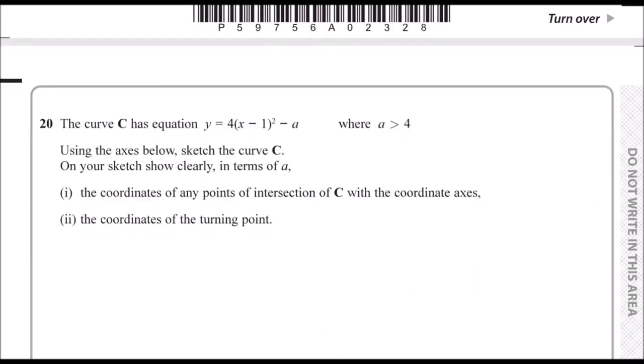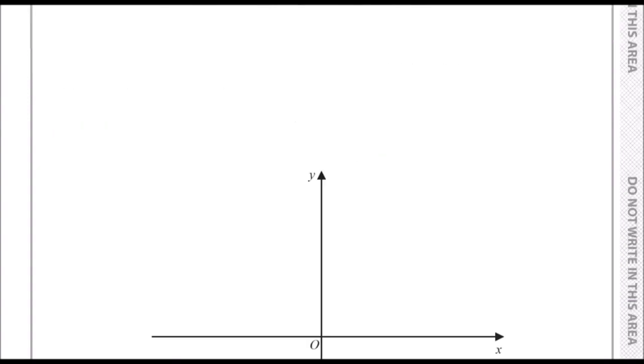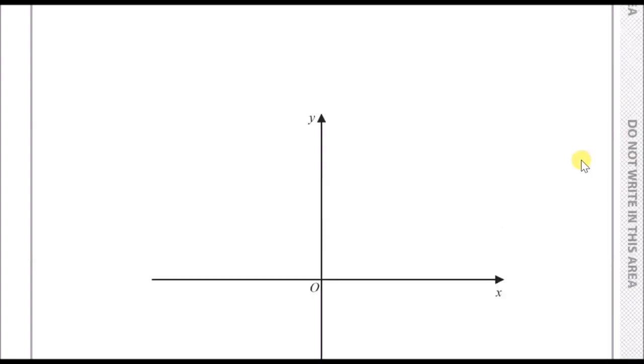All right, number 20. So the curve C has the equation y equals 4 times (x minus 1) squared minus a, where a is greater than 4. Now, using the axes below, we've got to sketch this curve, and on the sketch, we need to write, in terms of a, the coordinates of any points of intersection of C with the x and y axes, as well as the coordinates of the turning point. All right, so there's quite a few things to do here.